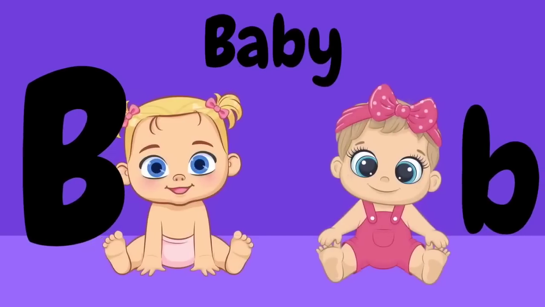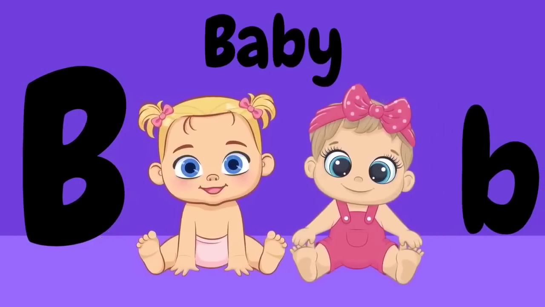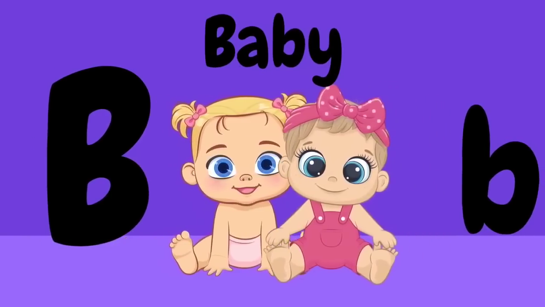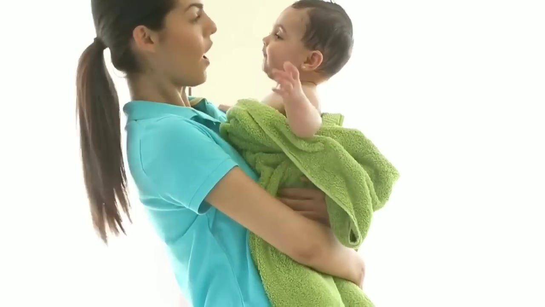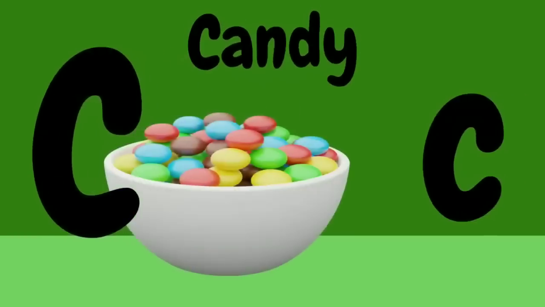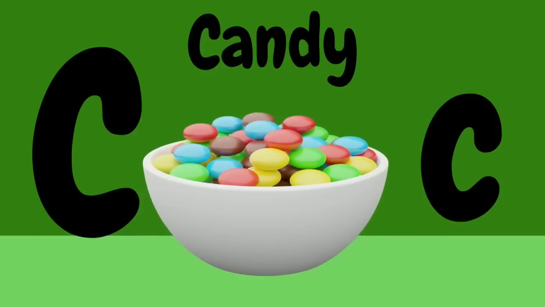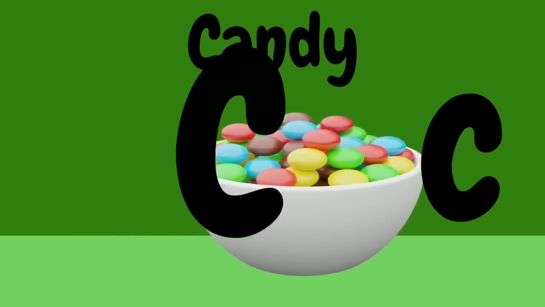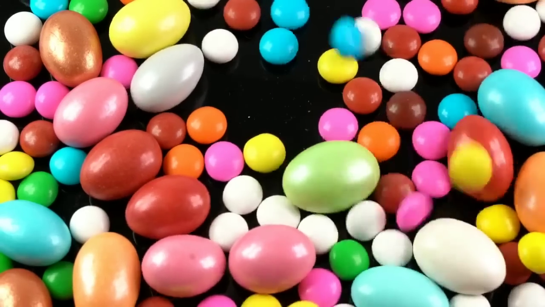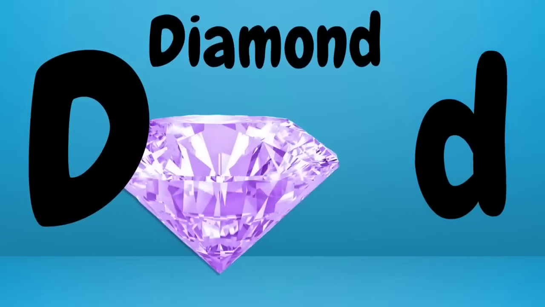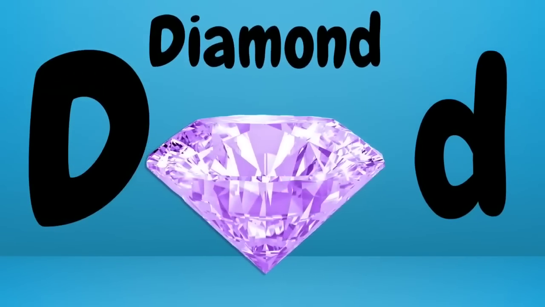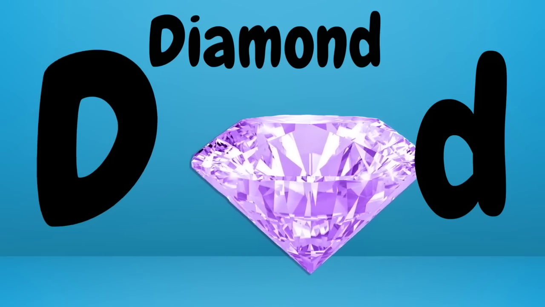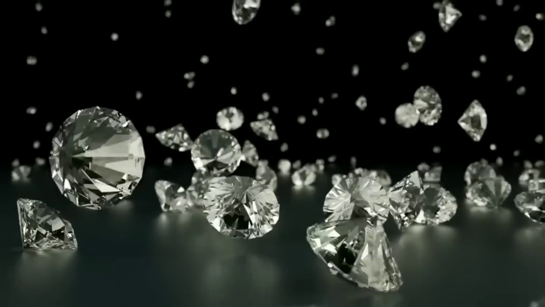B is for baby, baby, baby. This is a baby, baby, baby. C is for candy, candy, candy. This is a candy, candy, candy. D is for diamond, diamond, diamond. This is a diamond, diamond, diamond.